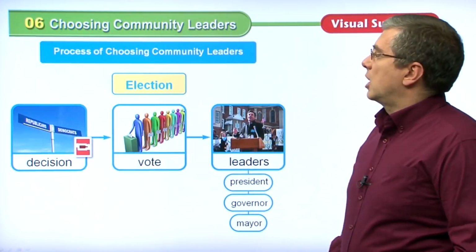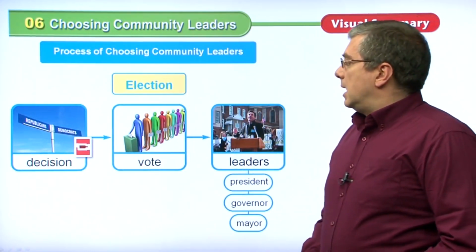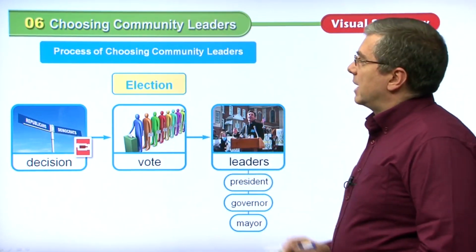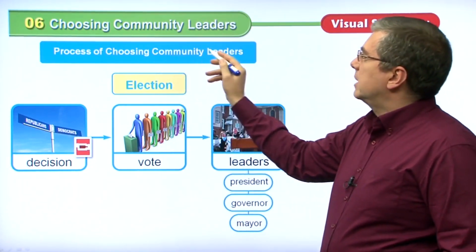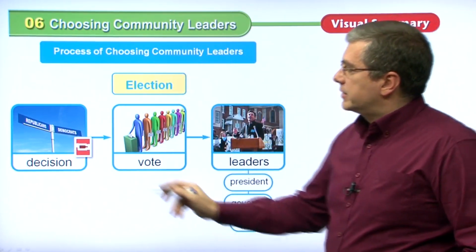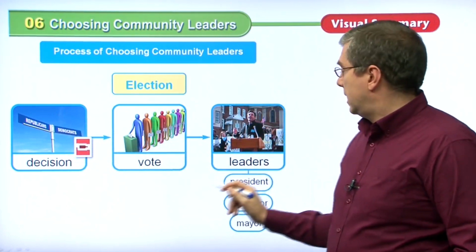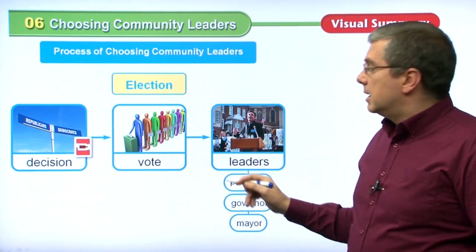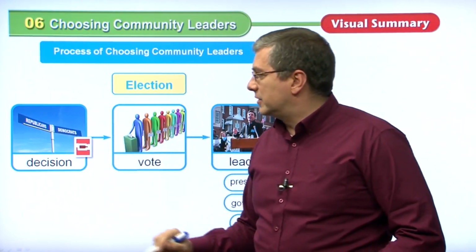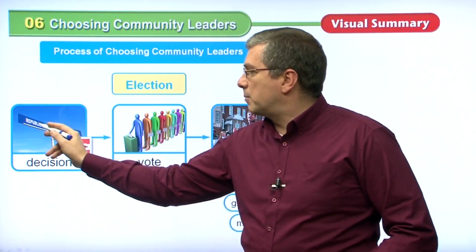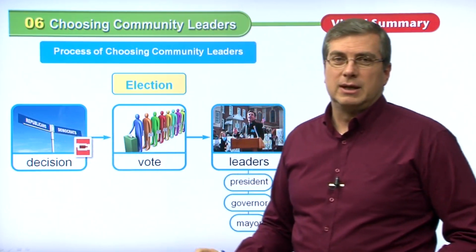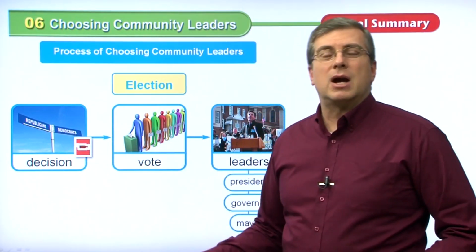Okay, let's take a look at our chart here. We have an election. This is the process of election, right? The process of choosing community leaders. First of all, we need to make a decision. Then we go to vote, and then we have our leader. Let's take a look at making a decision, right? By the way, this sign shows Republicans and Democrats. It's back to that ballot I was talking about before.